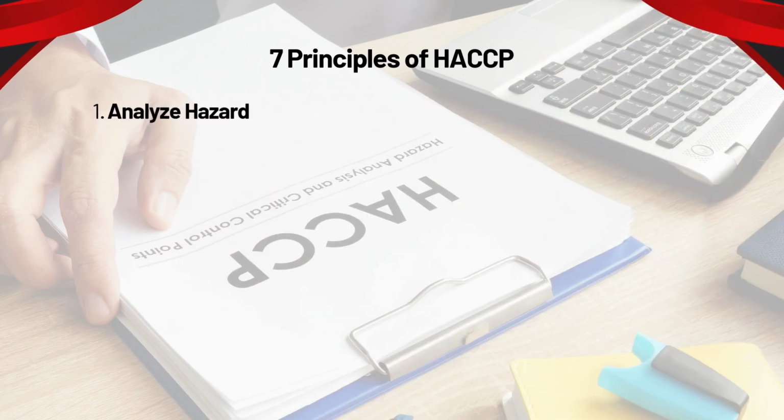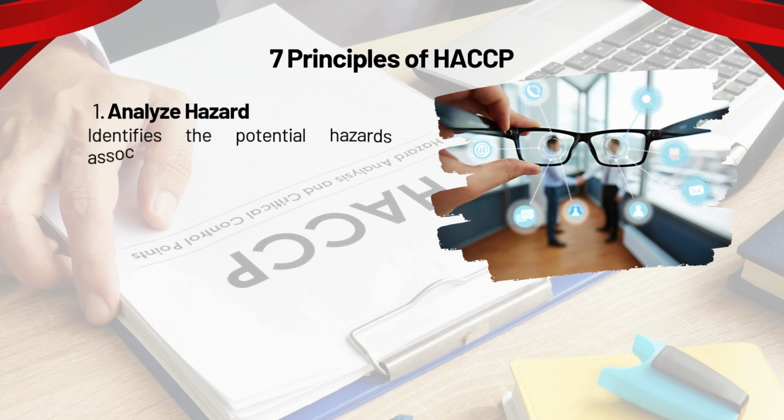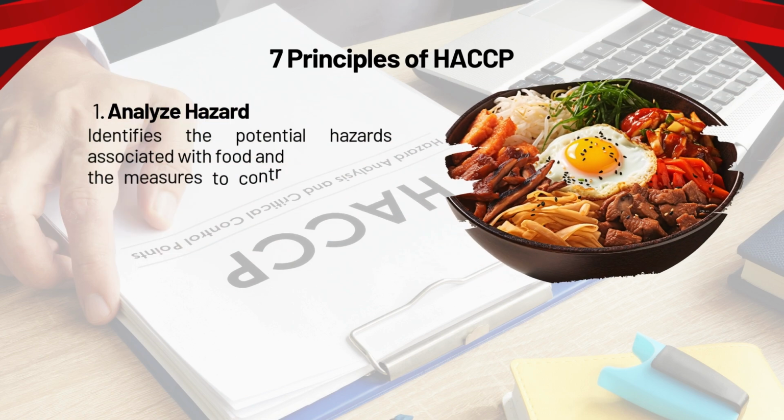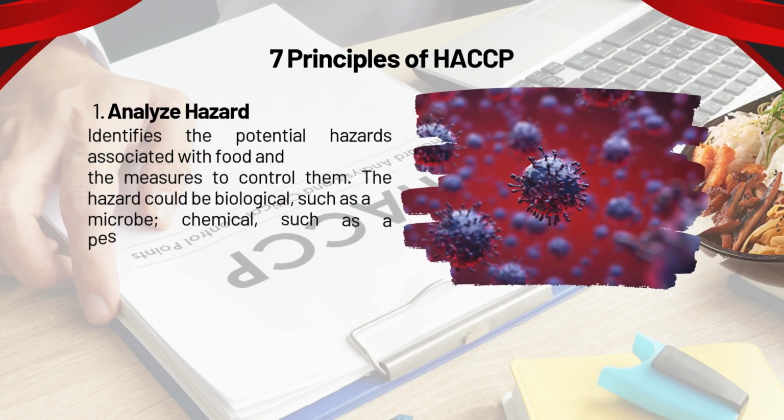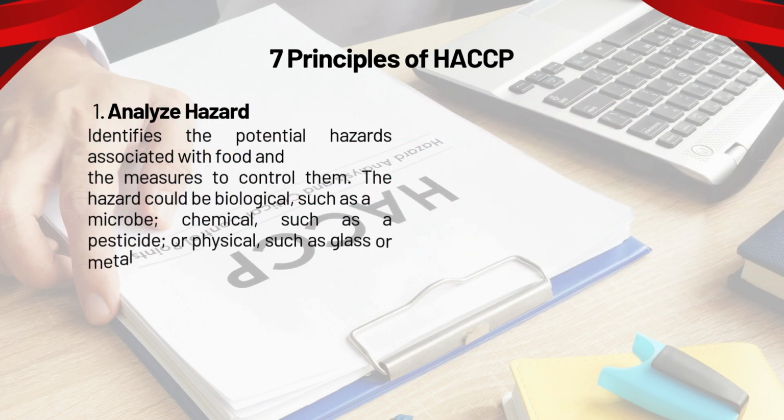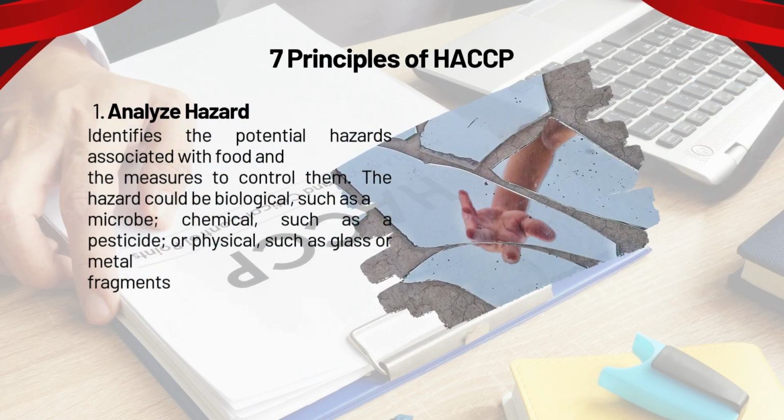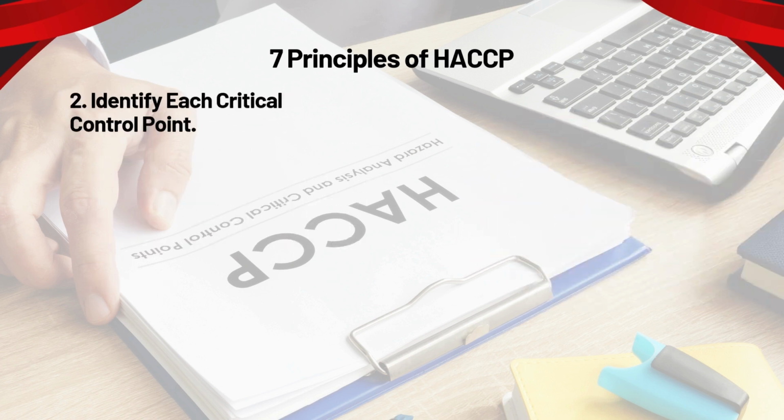1. Analyze hazards. Identify the potential hazards associated with food and the measures to control them. The hazard could be biological, such as a microbe, chemical, such as a pesticide, or physical, such as glass or metal fragments.